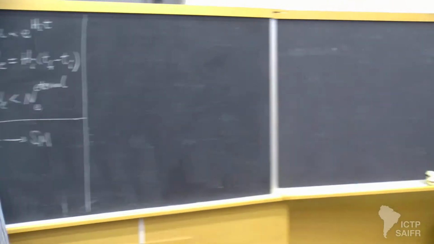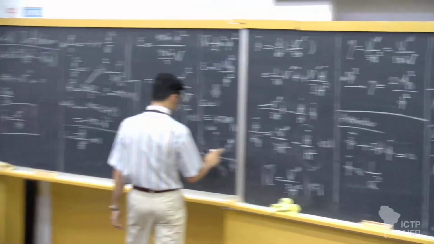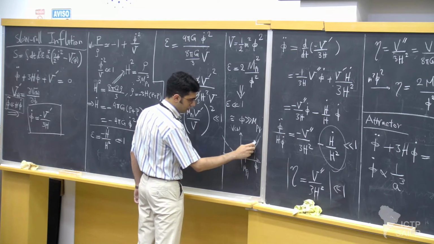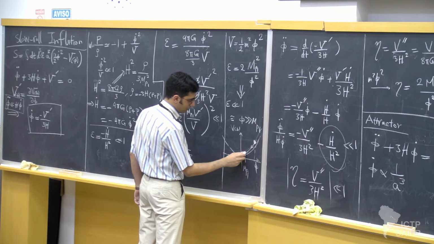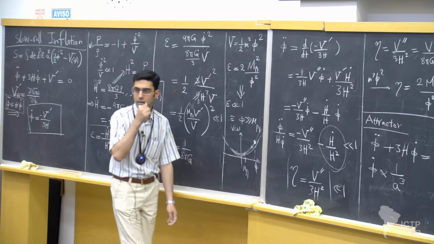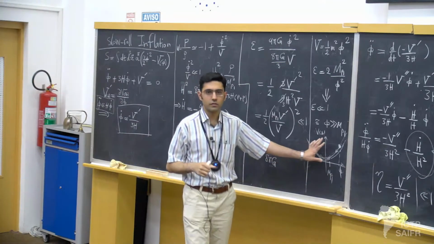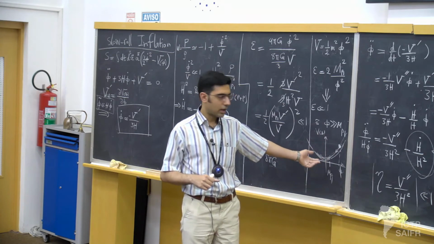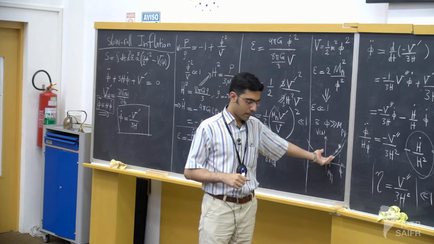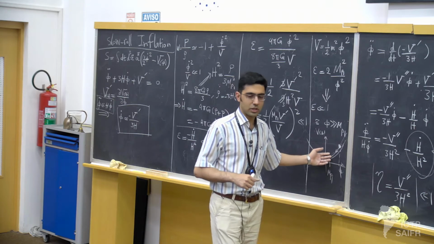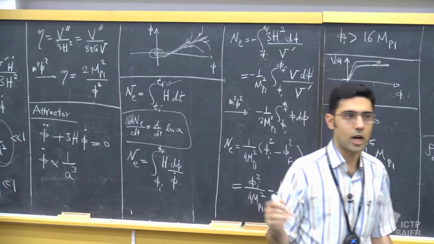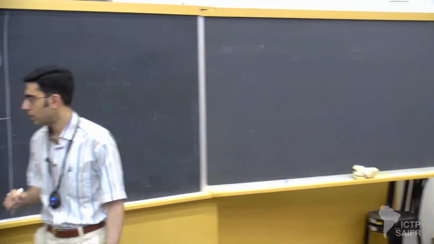Just to give you an idea of how it can happen, let's go back to this m² phi squared case. When the field arrives at the bottom of the potential, it's going to oscillate at the bottom. That's when the inflationary phase has ended. And now we can ask what is the description of the universe during that phase when the inflaton is oscillating at the bottom of the potential.